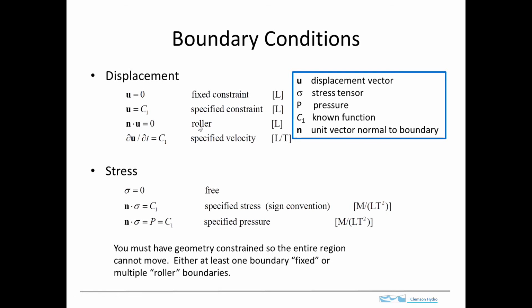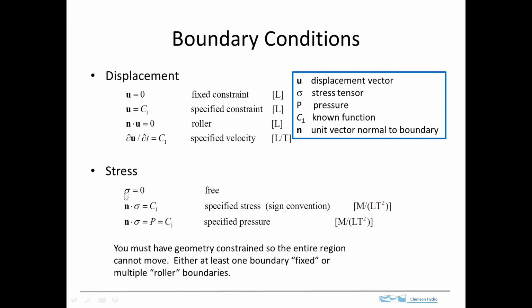Because it behaves as if the boundary was constrained by rollers or like a ball bearing. So basically, if this is the block we're interested in and we have a roller bearing right along this boundary, it's as if there are rollers right here. The boundary could move in this direction, but it could not move normal to the boundary. So that's what that means. And we could also specify what the velocity was, how the displacement changed with time.